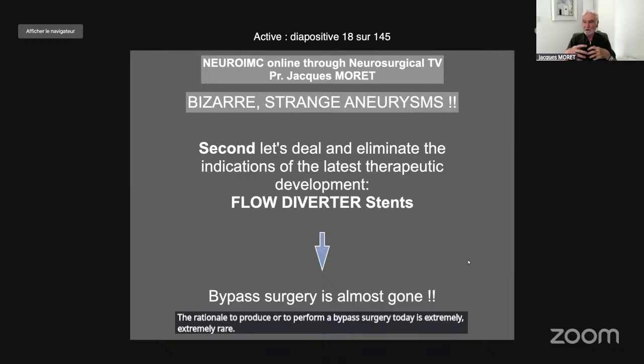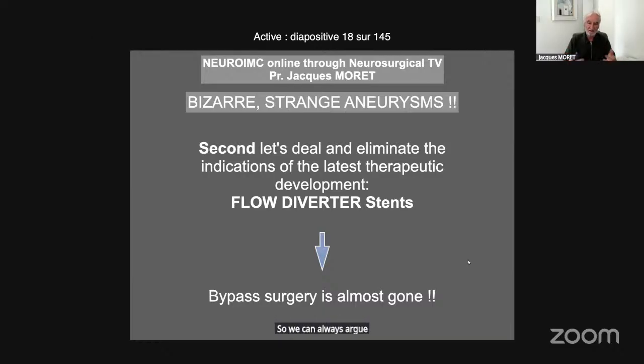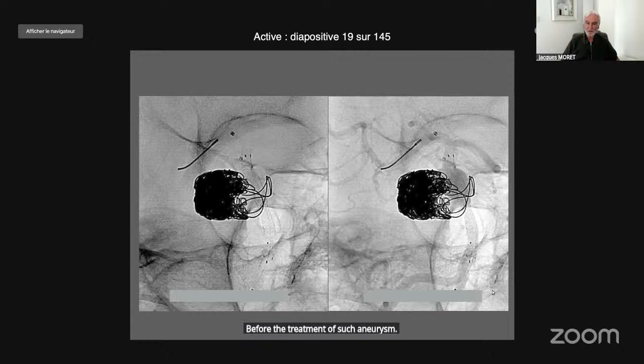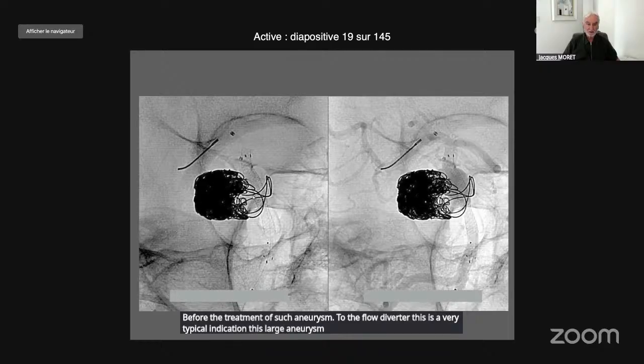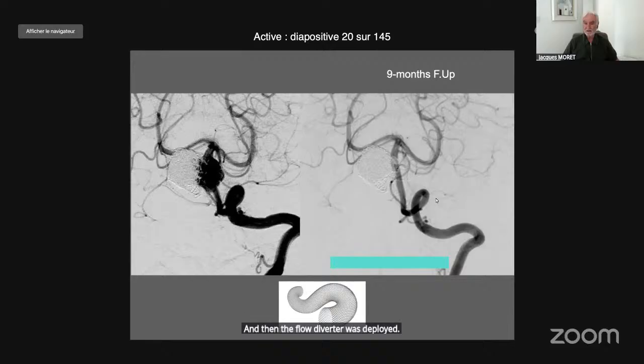So we can always argue, we can always discuss, we can always think about it, but most of the time it's not necessary to do bypass surgery before the treatment of such aneurysm. So the flow diverter, this is a very typical indication. This large aneurysm, partially thrombosed, was treated with coils. It has recurred, and then the flow diverter was deployed, and this is the result.